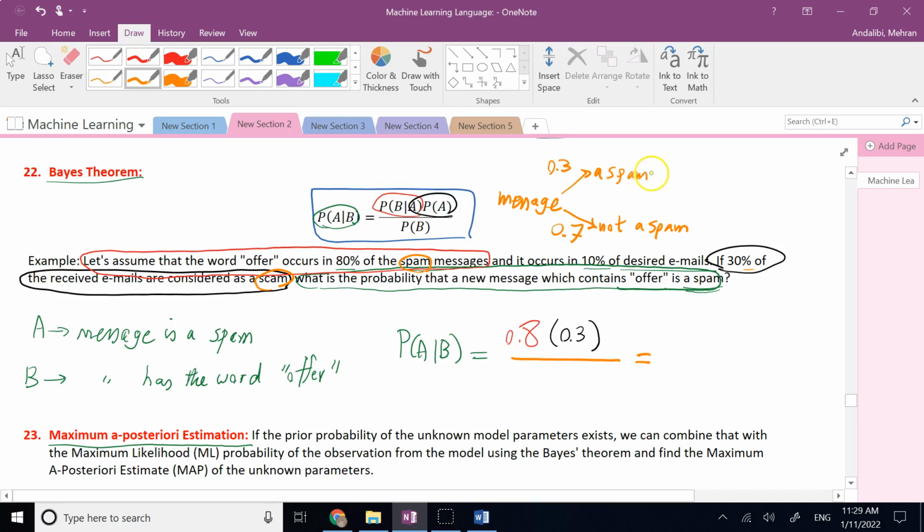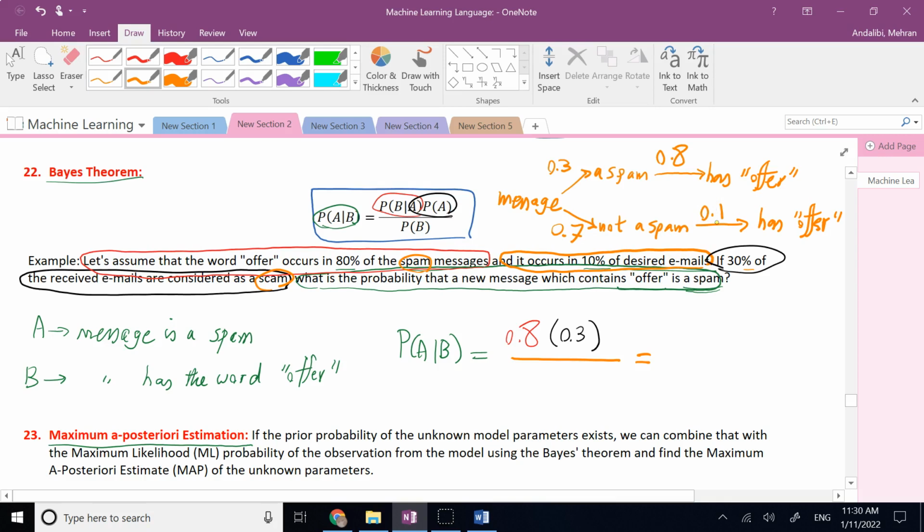Now, if they are scam emails, what's the chance that they have the word offer? Based on here, it appears in 80% of them. But if they are not spam emails or messages, what's the chance that they have the word offer? It says it happens in general in 10% of desired emails. So that's where this 10% is.